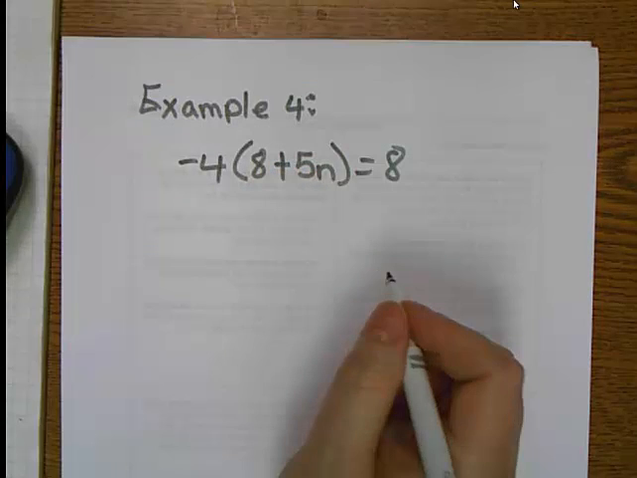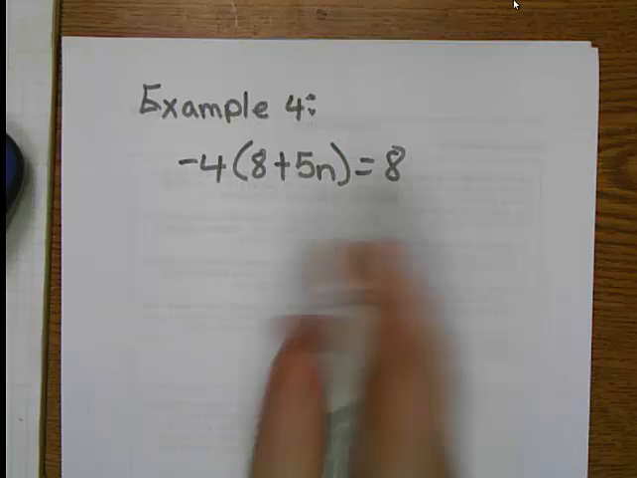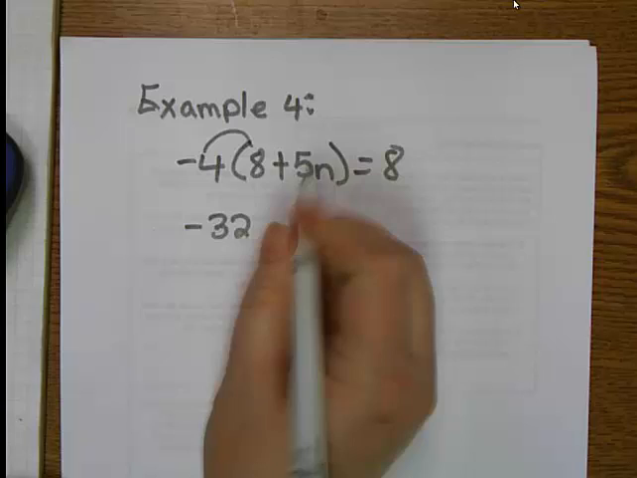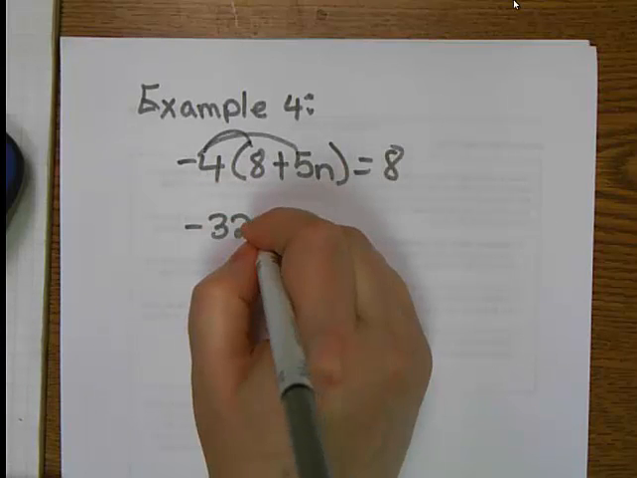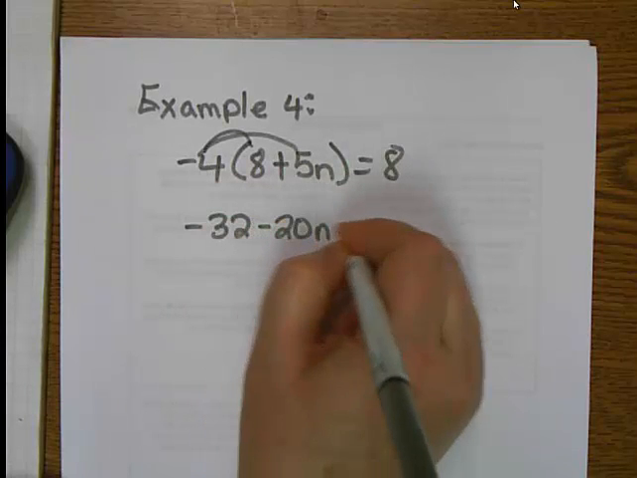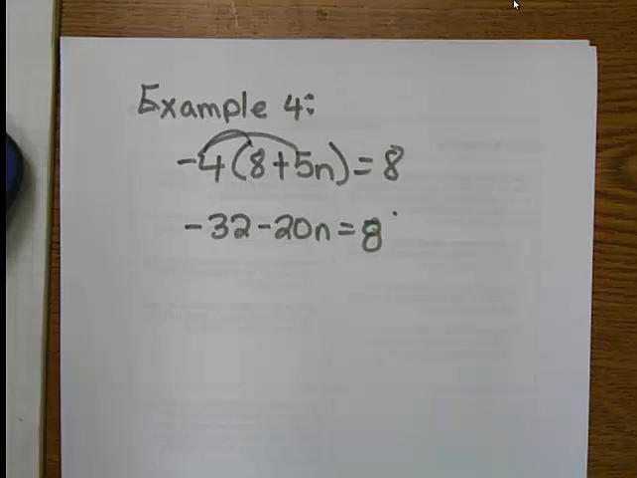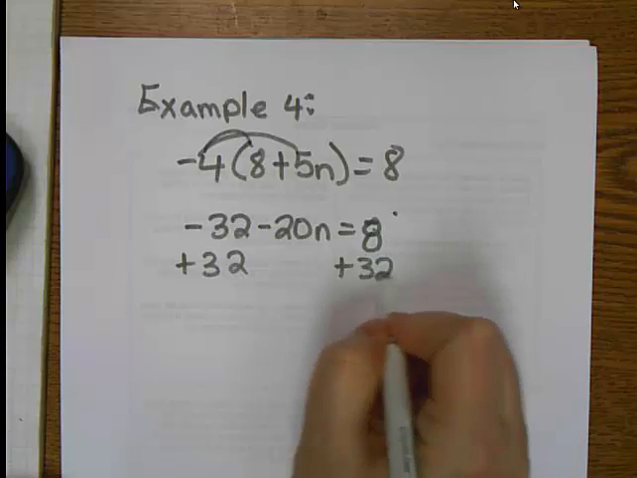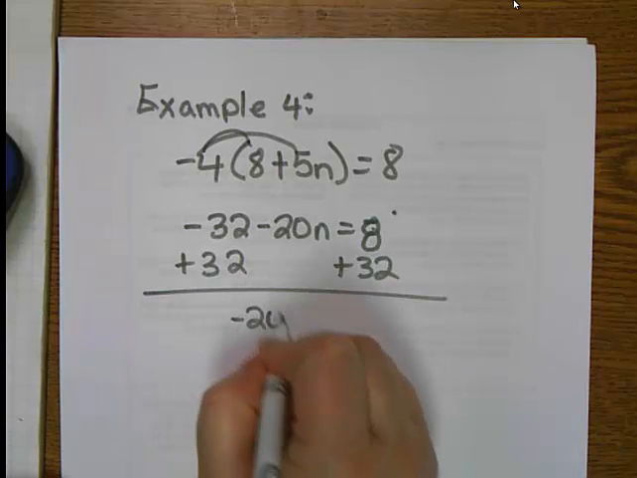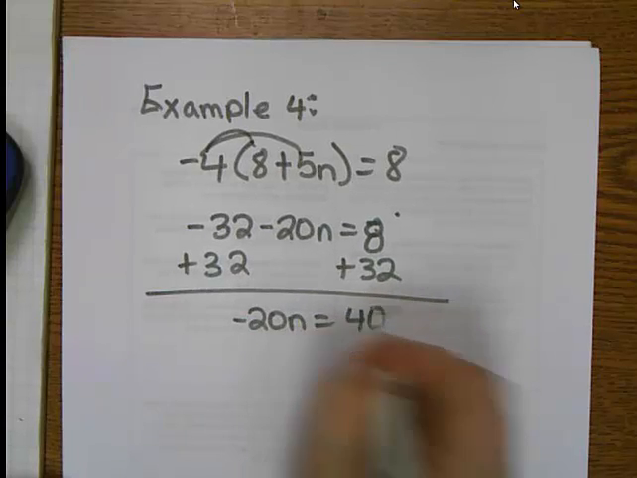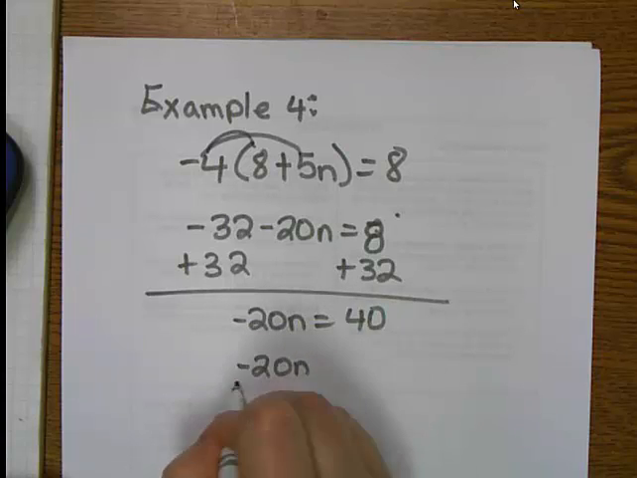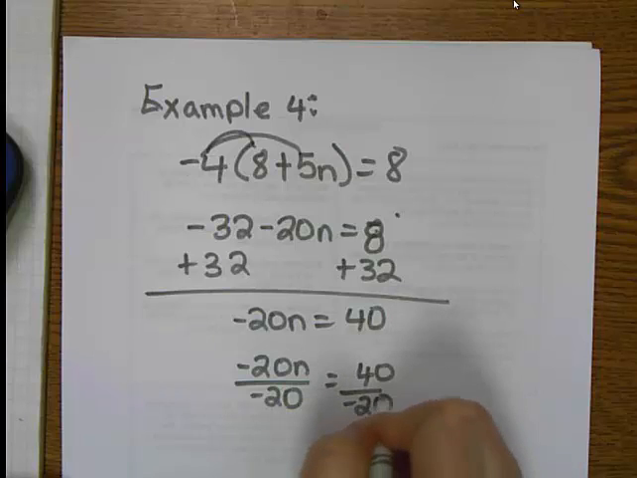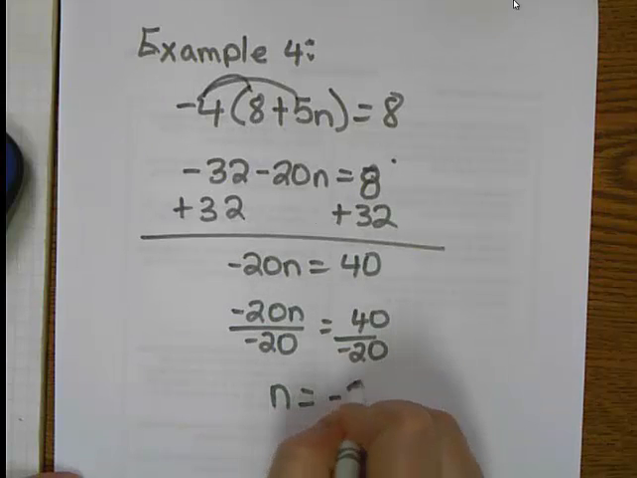Now I'm distributing a negative, so I need to be careful. Negative 4 times 8 is negative 32. Negative 4 times 5 is negative 20. I'm going to add 32. Negative 20n equals 40. Divide by negative 20. And n equals negative 2.